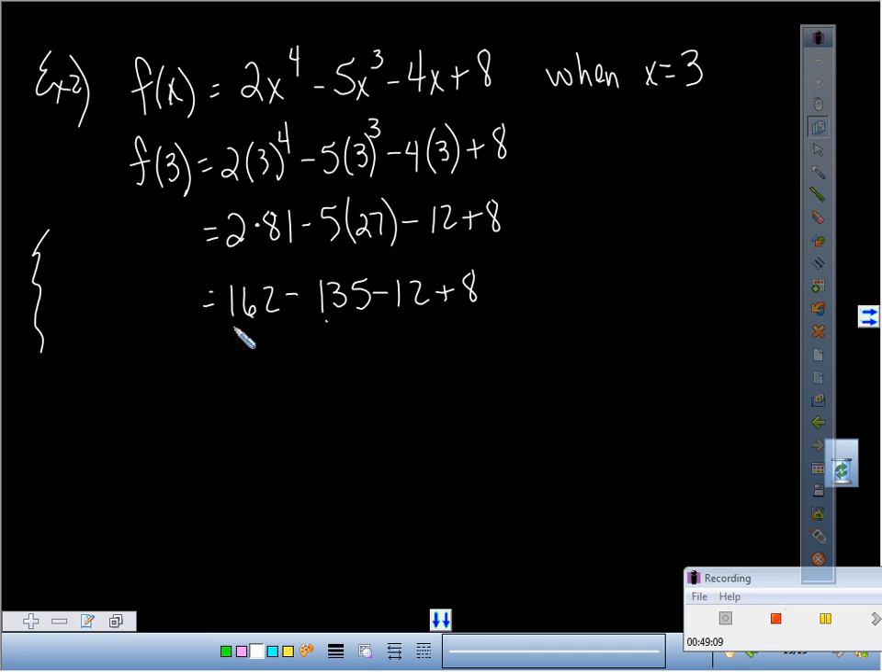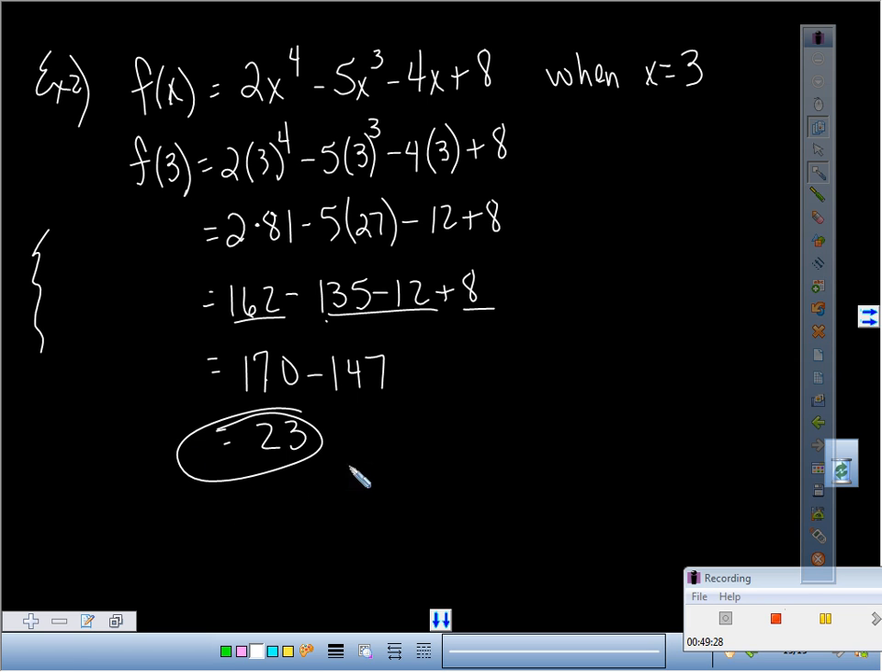Okay, I don't like to subtract, so I'm going to do my positives together, 170, and then do my negatives. You don't have to do it that way, do you? What is 170 minus 147? 23. 23. I got 30. I messed up on the 5x cube. Oh. I don't know what I did. I was trying to do it in my head.